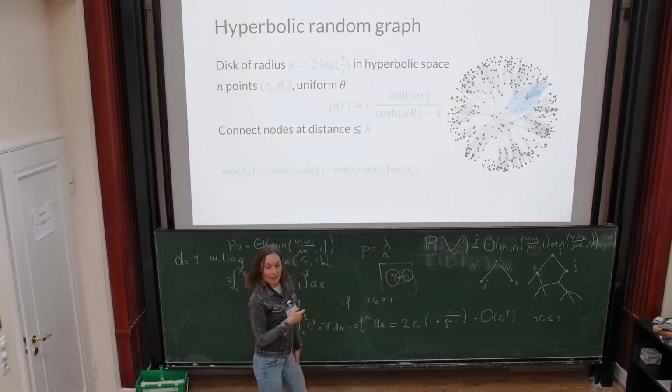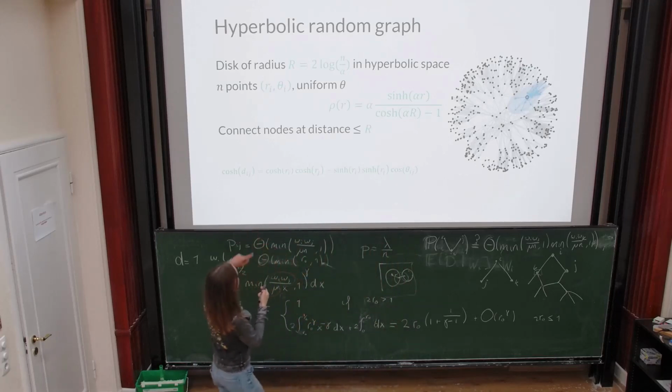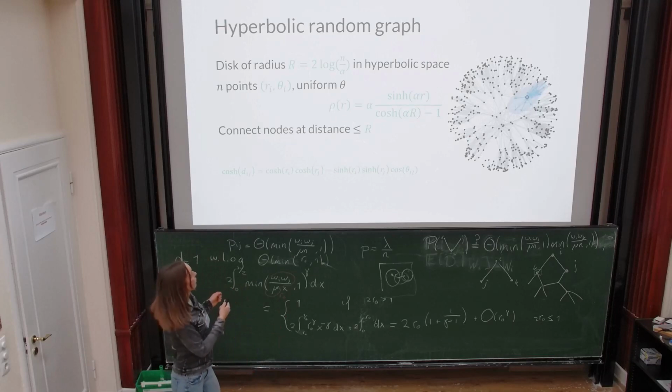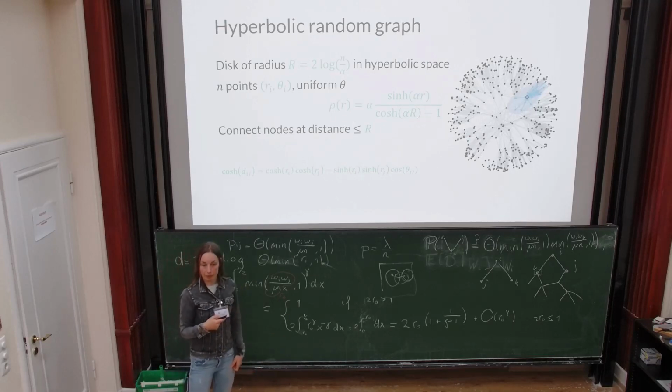You have two capital R's. Are these the same? Yes, these are the same, and that is to ensure that the average degree is fixed to some specific function of alpha. Of course, you could also put some constant in front of this R, but these ones are the same R.